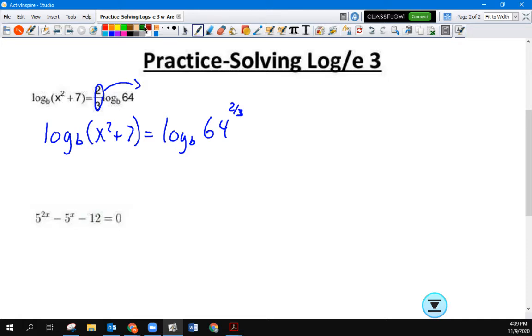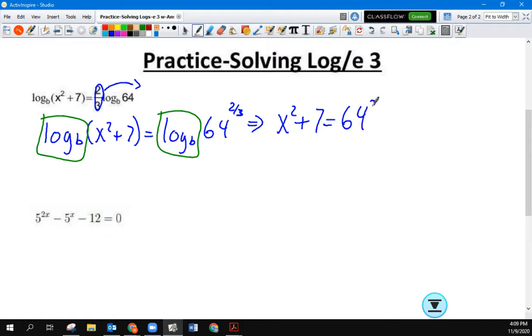Now, since I have a log on both sides and both these logs are equal, that means what's inside also has to be equal, allowing me to use the one-to-one property and say that x squared plus 7 has to be equal to 64 to the 2/3 power. Now, we've got to fix this 64 to the 2/3 power.